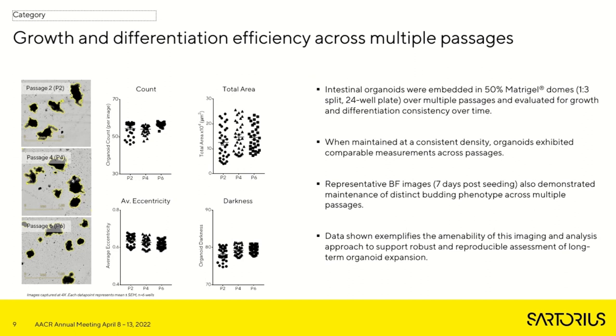Label-free metrics described can be used to ensure organoid growth characteristics are maintained over extended periods of culture. Under routine culture conditions, organoid morphology and growth are expected to remain consistent across multiple passages. Intestinal organoids cultured in 50% Matrigel domes in 24 well plates were evaluated for growth and differentiation consistency over multiple passages. When maintained at a consistent density, intestinal organoids display comparable measurements of count, area, and eccentricity over passage.